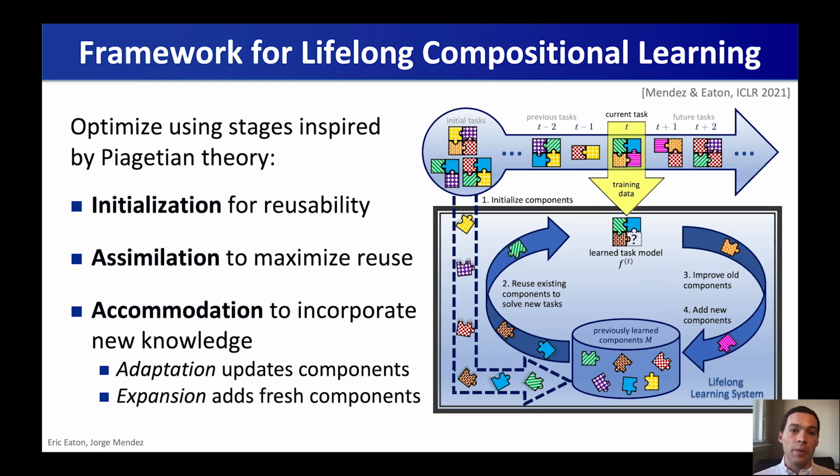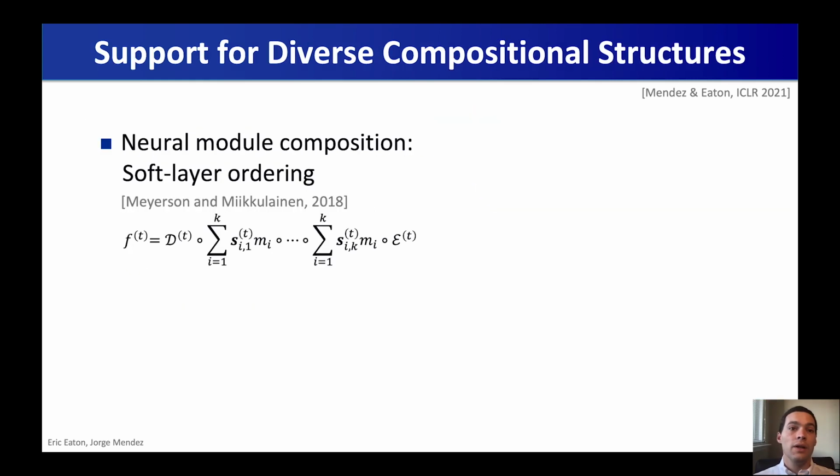This general framework can be trained with a range of base lifelong learning methods like EWC or experience replay, and it can also learn various forms of composition. To give an example, we're going to go back to the specific case of neural net module composition, based on the architecture of Meyerson and Miikkulainen, which they use for multitask learning, and we adapt to the lifelong setting. We assume that each task T can be solved with a neural net f_T.